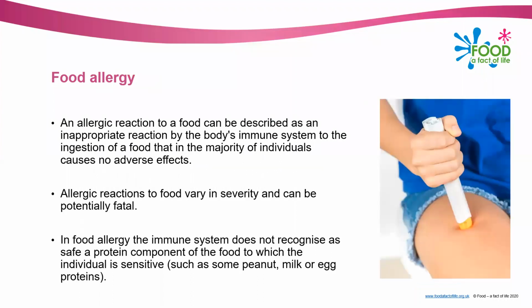So we've moved on to a food allergy. We've spoken a little bit about the definition and the fact that it can vary in severity and can be potentially fatal. And some examples of a food allergy: peanut allergy, milk allergy, an egg allergy, and things like that. And we'll talk a little bit about the importance of allergen labeling, and Francis will talk about how we can try and manage this in the classroom as well.